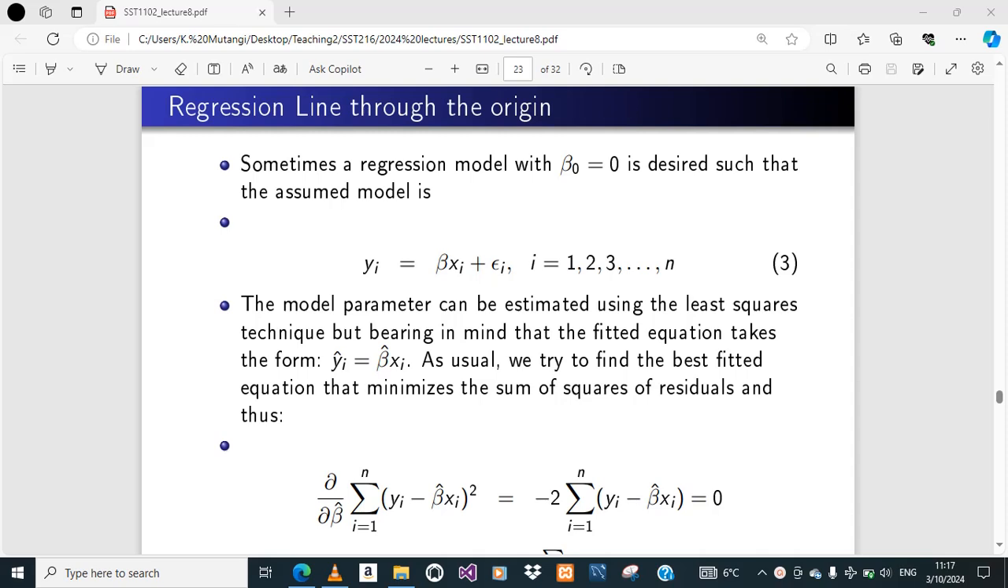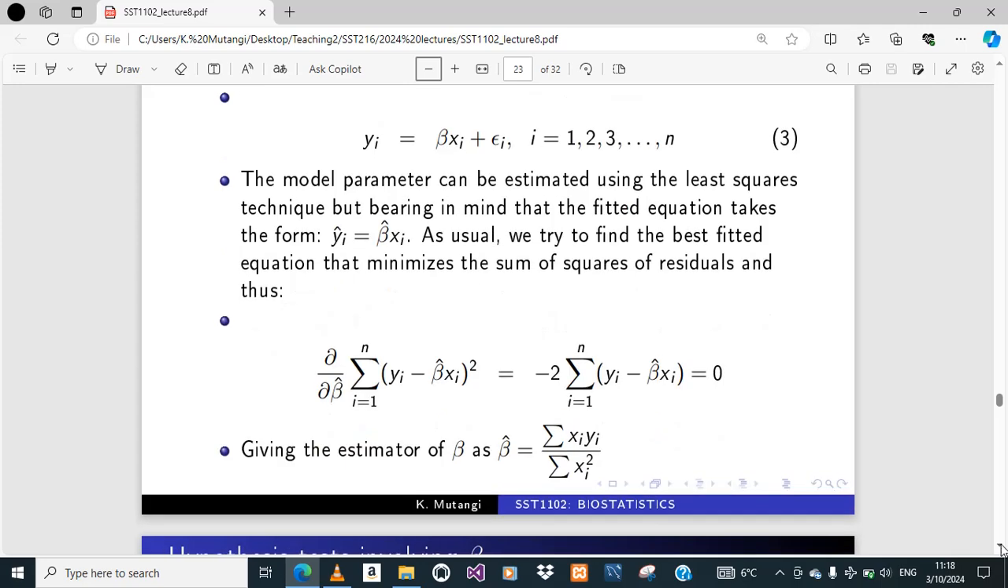We are saying parameter because there is only one, which is beta. Note that it's not carrying any subscript. So it can be estimated using least squares technique. But bear in mind that the fitted regression equation takes the form y hat is equal to beta hat xi. As usual, we try to find the best fitted equation that minimizes the sums of squares of residuals. And hence, with that equation over there, which I said before, we are no longer going to look into such rigorous mathematical issues.